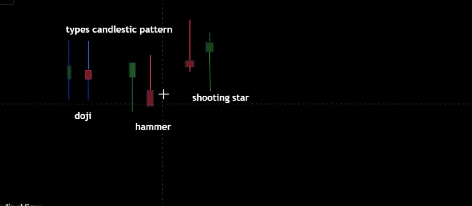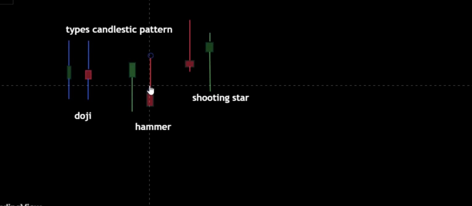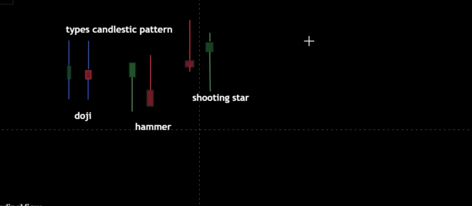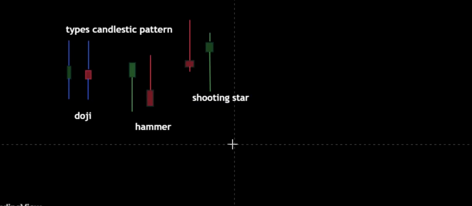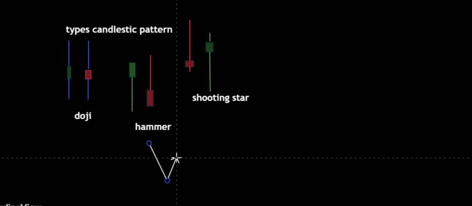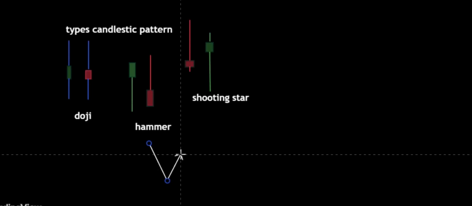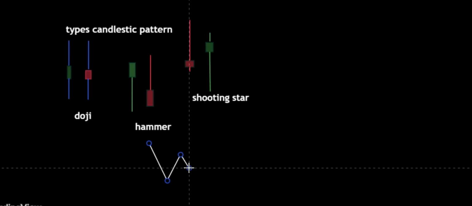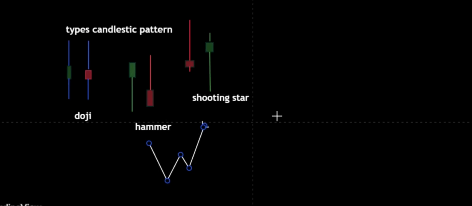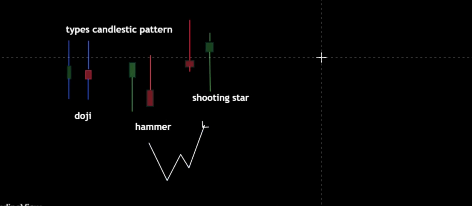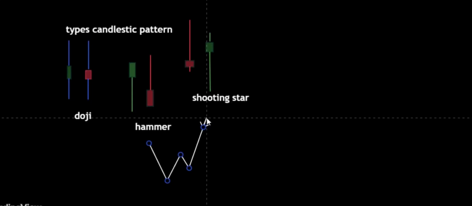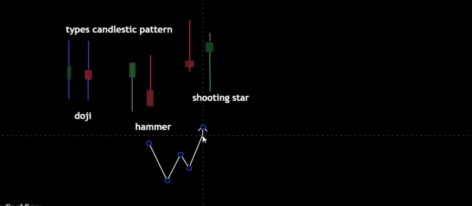And this is called the hammer, this looks like a हथौड़ा. And ये हैमर कैंडल है, इसकी बॉडी जो होती है बहुत छोटी होती है and the wick is too long. This is the bullish hammer and this is the bearish hammer. In the market, when the price is coming down and there is support, it takes that support and goes up, and this is called a hammer.